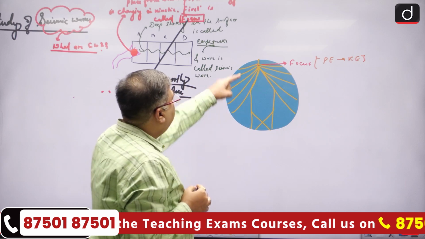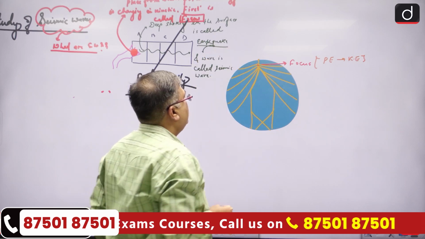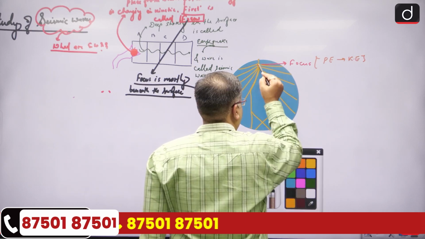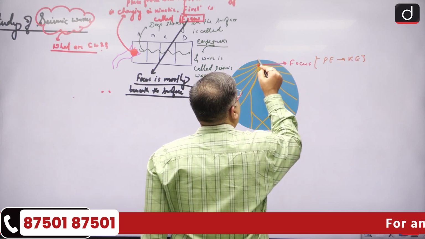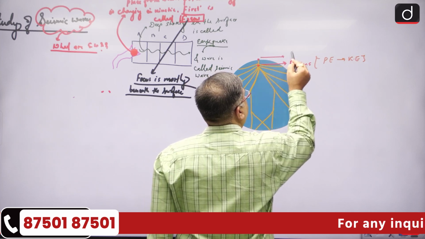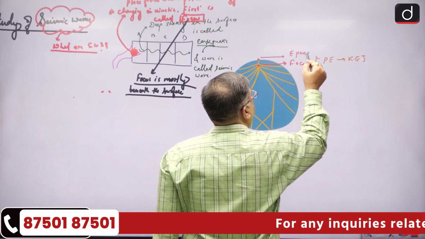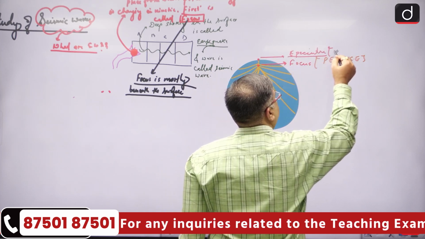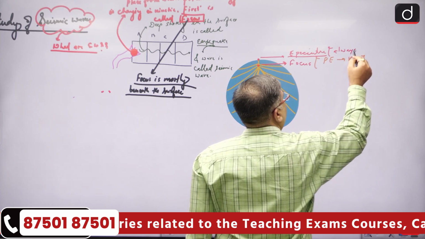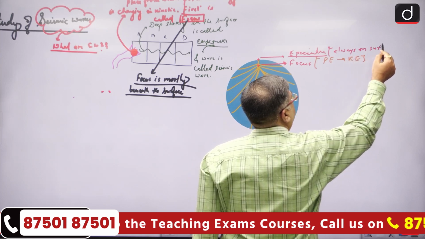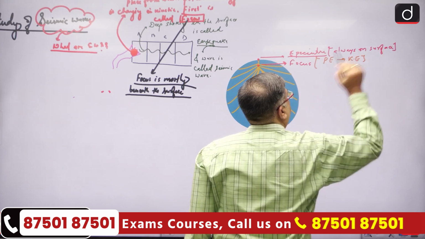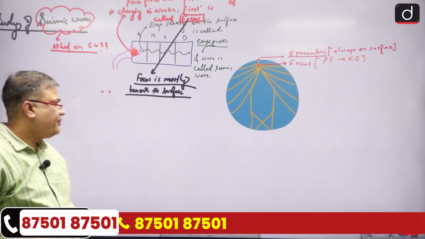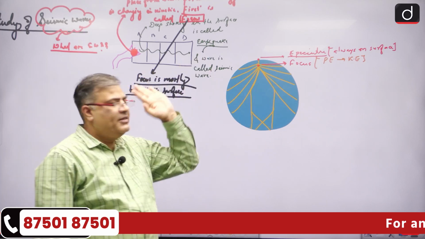You can find that this place at the top is something which is closest to the focus. It is closest to the focus. That is why it is called epicenter, and that is always on the surface. It is always on the surface. This much we have discussed.